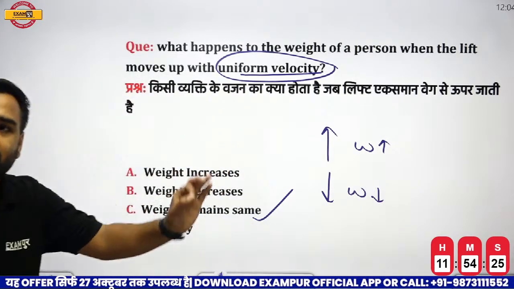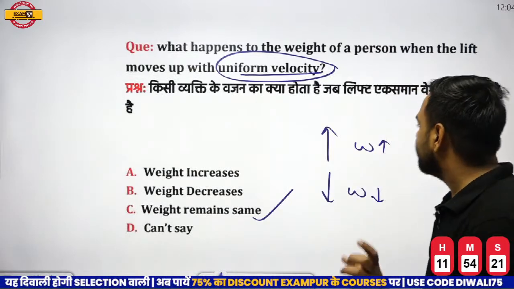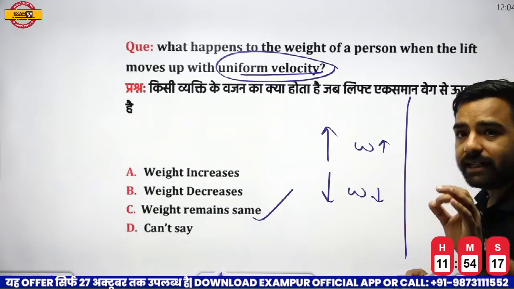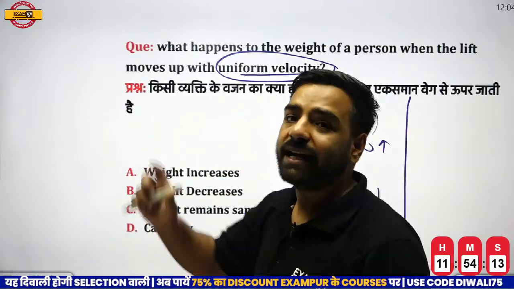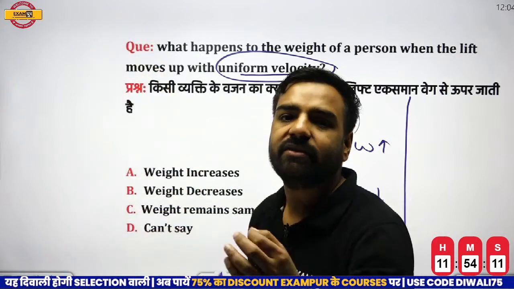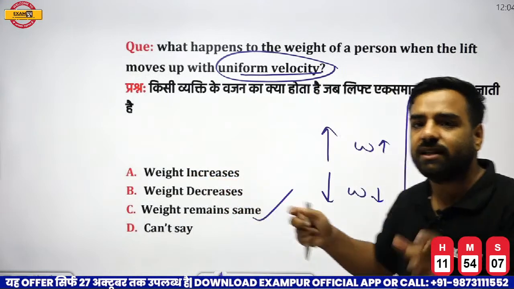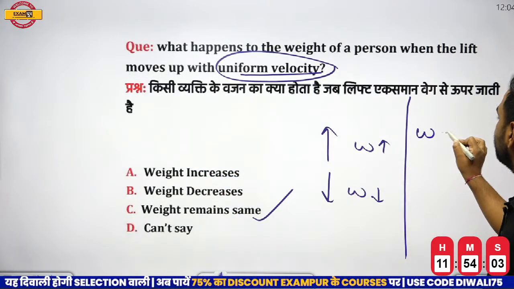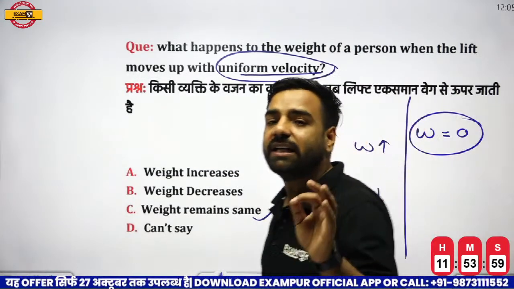And yes, that's totally correct, Ankit. Absolutely correct. The third condition is when the wire is broken and the lift is coming down with the acceleration due to gravity, that is, with an acceleration of g. At that time, please remember, your weight will be 0, and it is known as weightlessness.